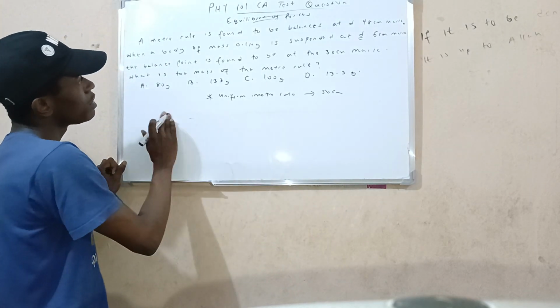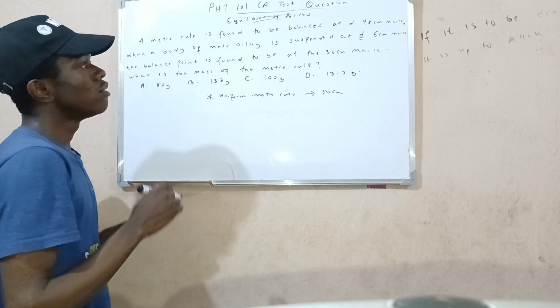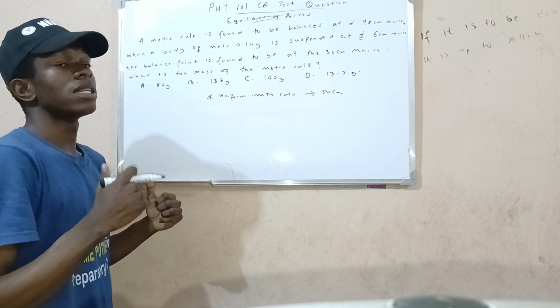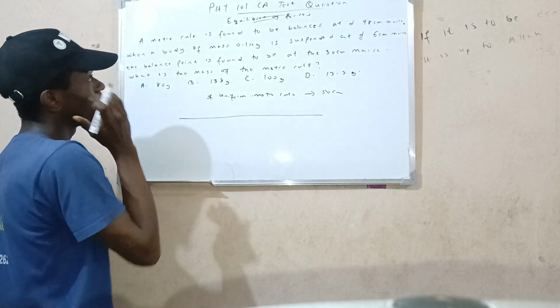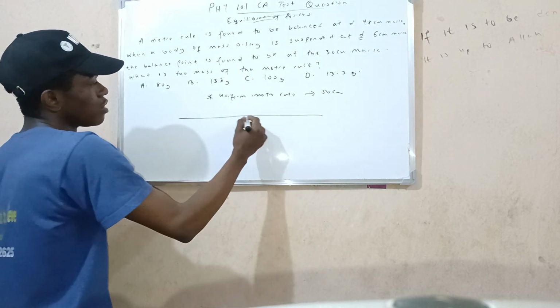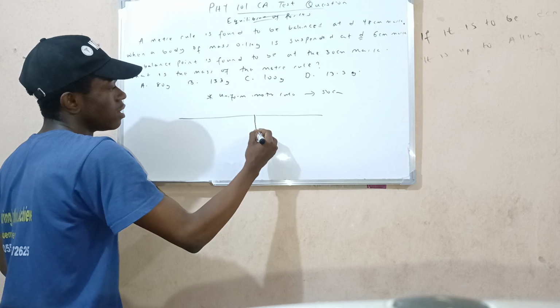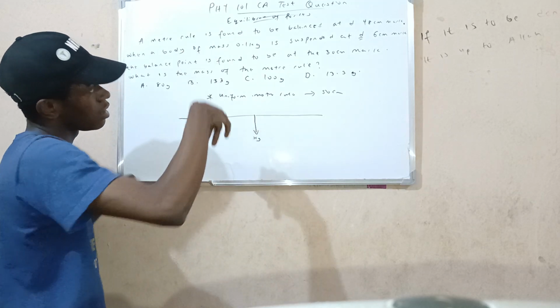Next, they said a meter rule is found to be balanced at the 40 centimeter mark. Generally, if they say a meter rule, we assume that it is 100 centimeter in length in physics. So let's say this is the meter rule, and it's balanced at the 40 centimeter mark. That's where the weight lies. Do we know the weight? We don't know it. That's x gram. That's where the mass lies.